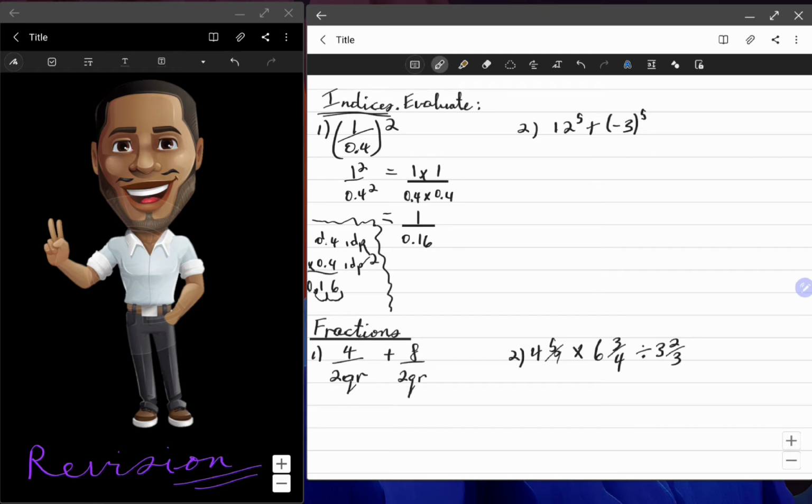So 12 to the 5th power, we need to evaluate that so that we'll be able to add it. We can expand the 12 to the 5th power by writing it in its simplest form, the power of 5 telling us that we're going to multiply the 12 by itself 5 times. So let's do that. 12 times 12 times 12 times 12 times 12. That gives us a total of 5 12s being multiplied.